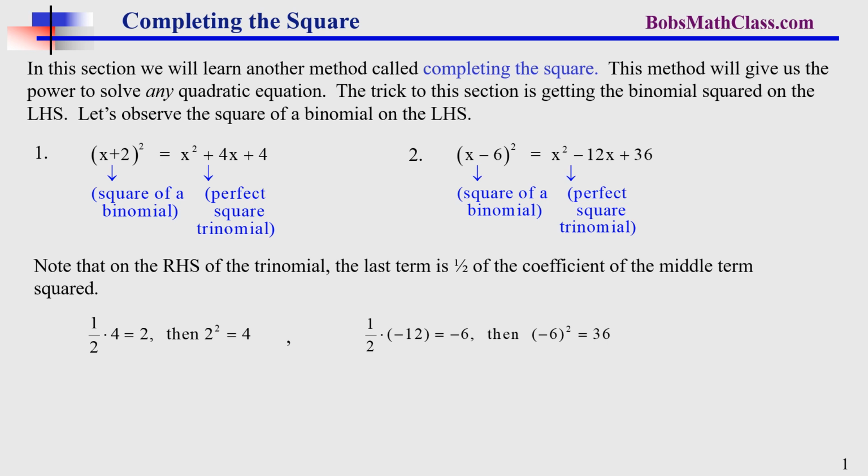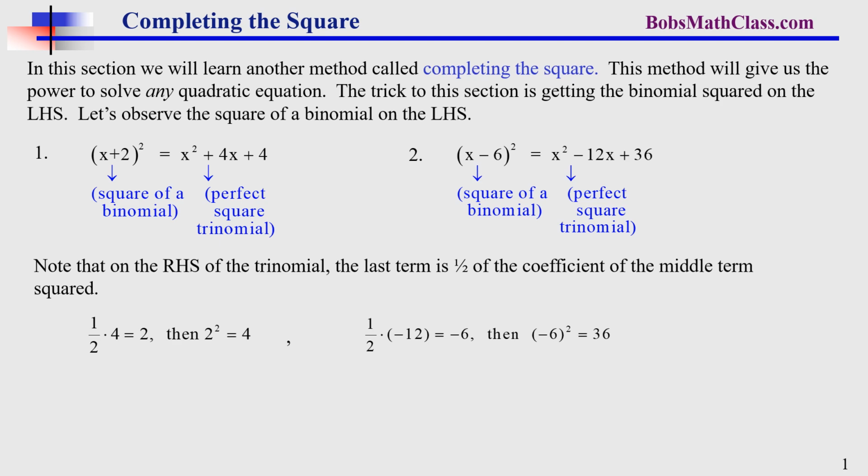Let's look at the second one. Again, take half of the coefficient of the middle term. So the middle term is negative 12x. The coefficient is negative 12. So 1/2 times negative 12 is negative 6. And then when you square it, you still get the last term. So that's important. That's what we're going to do to figure out what the last term is. See, we're not going to have the perfect square trinomial built for us. We're going to have to figure it out ourselves.